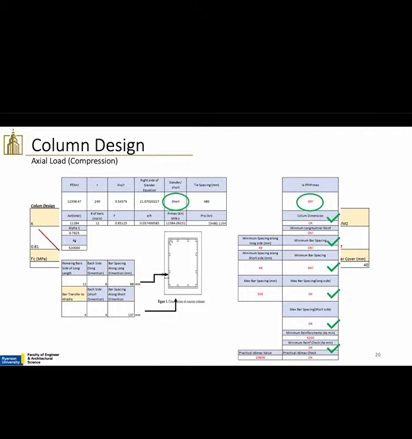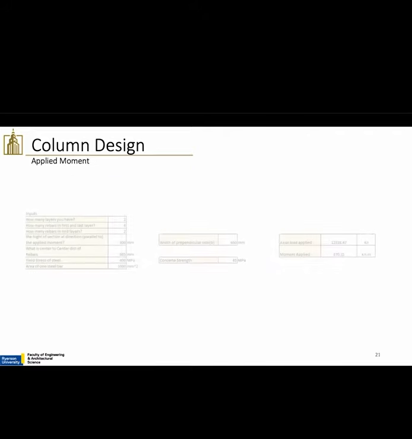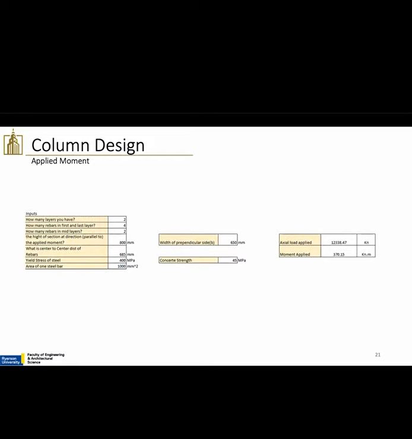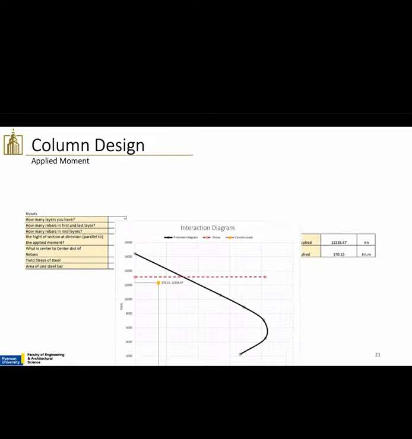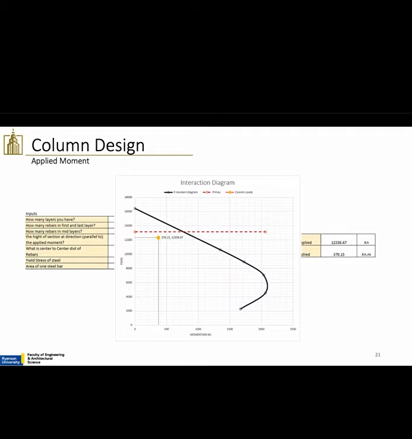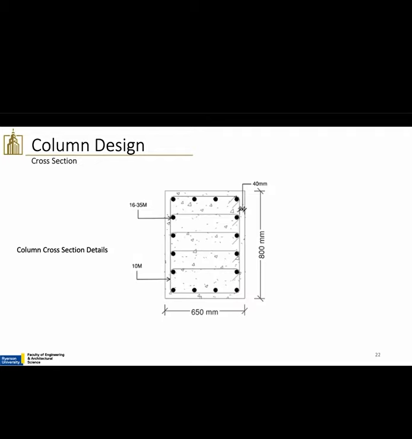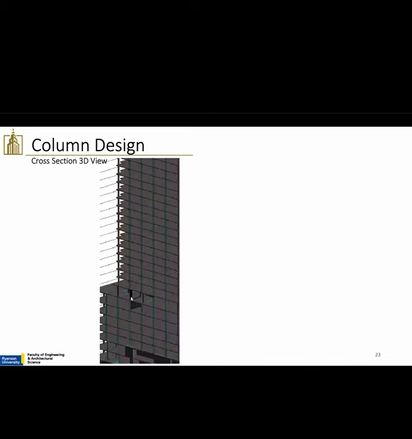The next slide shows extra information that we had to add to the Excel sheet to work with the previous sheet and generate the interaction diagram that is shown here. And you can see the column is pretty safe. The final detailing of our column, as you can see with the dimensions and the required rebars and ties, is in this slide. By coming back to the same short video that has been shown earlier, we can see how our column is going to look as a part of the building.